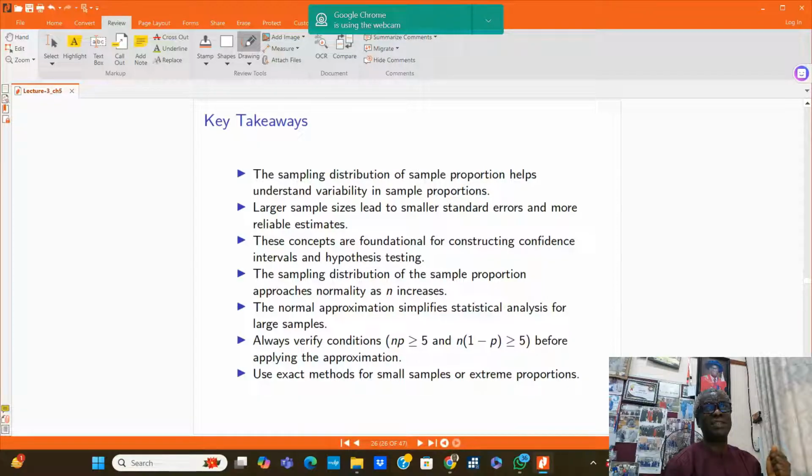Then we've also talked about the normal approximation, when it is valid and when it is not valid. It's valid when the sample size is large, and when the product of the sample size and the proportion of successes is greater than or equal to 5, and the product of the sample size and the proportion of failures is greater than or equal to 5. Otherwise, you cannot invoke the normal approximation. You have to use the exact binomial. We also looked at the simulation to compare the binomial versus the normal approximation, and showed that as the sample size increases, the binomial approximates the normal.